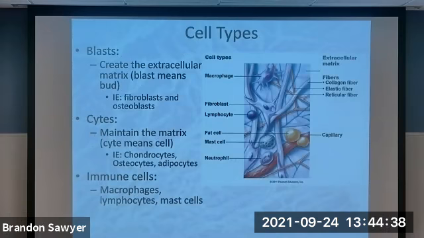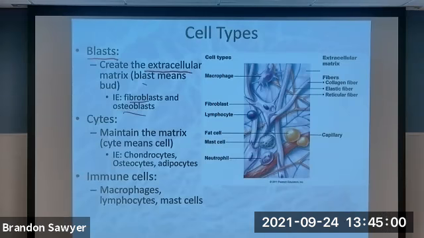Okay, so when we see the term blast within a cell type name, that means that it is going to be the one that helps us create that extracellular matrix. Think about it kind of blasting out proteins, right? It's making proteins and then blasting them out into the extracellular matrix. So we'll see fibroblasts and osteoblasts are two examples we'll talk about.